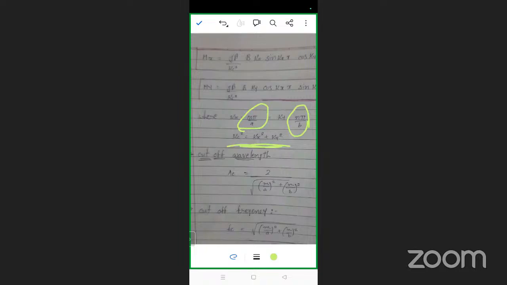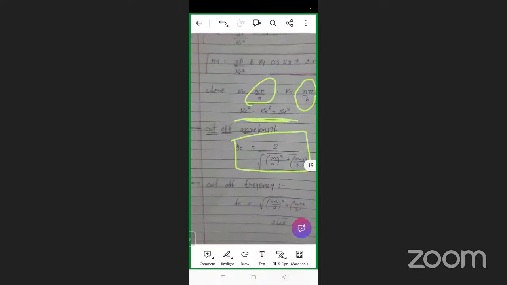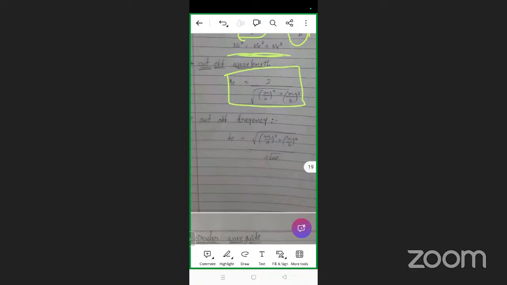Now what is lambda c? The lambda c formula is 2 by under root of m by a whole square plus n by b whole square. Next, the cutoff frequency. What is the cutoff frequency formula? fc equal to under root of m by a whole square plus n by b whole square by under root of 2 by mu epsilon. I'm going to go through this derivation once. If this is okay, I will start the electric field patterns.